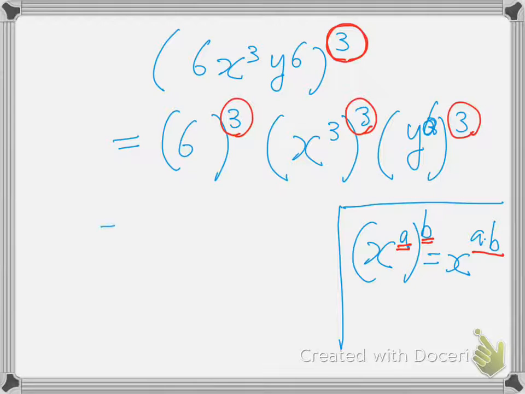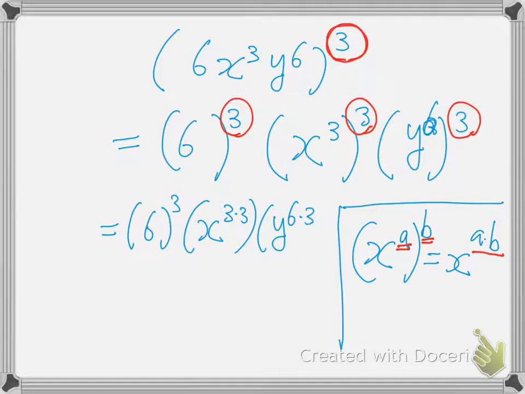For our example, so first we leave the number part. X to the 3 and then 3 again. So this is x to the 3 times 3's power. Y to the 6 times 3's power. So we have two multiplications, 3 times 3 and 6 times 3. So we got 6 cubed, x to the 9, y to the 18.